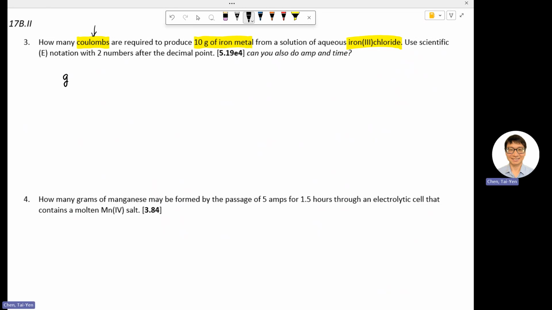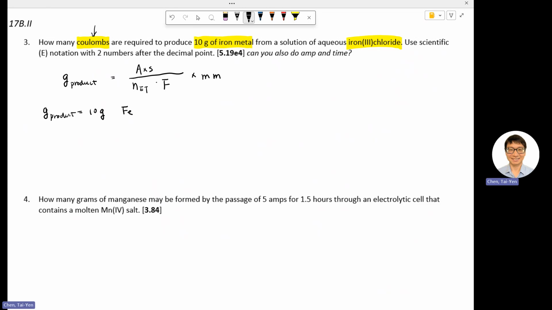The equation that we have learned is that the grams of product on your electrode can be calculated by the amps that you provide times seconds, divided by the number of moles of electrons you will need to produce one mole of your product, times your Faraday constant, times the molar mass of your product. If you read through the question, the grams of product is 10 grams of iron, right?